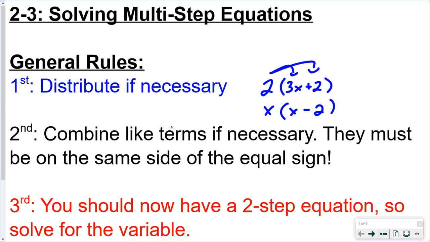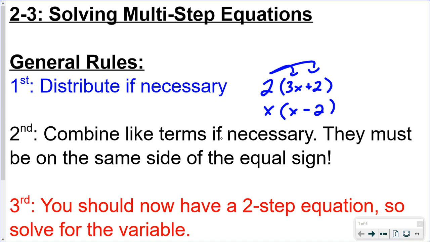Step 2 then would be to combine any like terms. There might not be distributive property and there might not be combining like terms. That's why it says if necessary. So if you see distributive property, do it first. Then if you see any like terms you can combine those together.